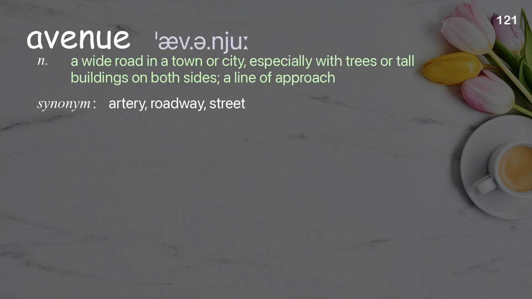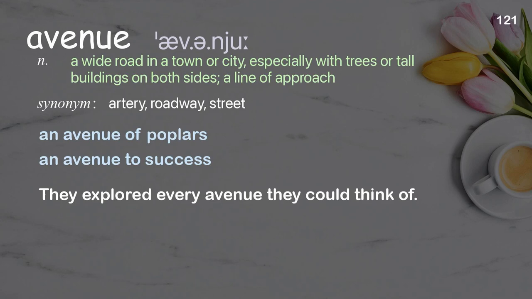Avenue. A wide road in a town or city, especially with trees or tall buildings on both sides, a line of approach. Examples: an avenue of poplars, an avenue to success. They explored every avenue they could think of.